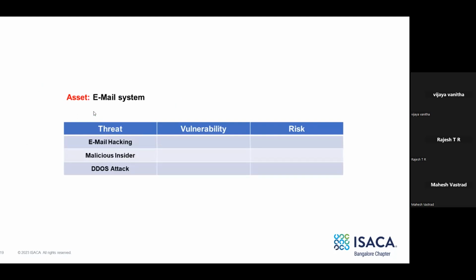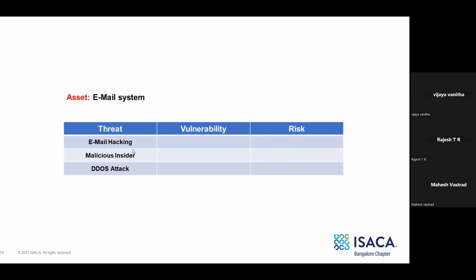If we are using an email system, that is a threat: email hacking, a malicious insider, DDoS attack. So what is the vulnerability for this one? What is the risk? Risk in the sense, while doing the audit or when it comes to compliance frameworks, the main aspect here is the CIA triad, right? Confidentiality, integrity, and availability. That is the risk we are going to face. If someone hacks into our database, that is a confidentiality risk, an availability risk, right? Our confidential details are exploited, correct? So that is the risk, CIA, which is applicable here if we encounter a risk called email hacking.